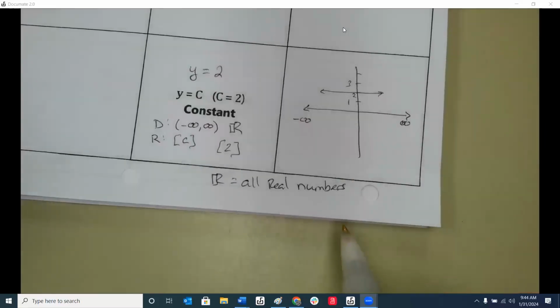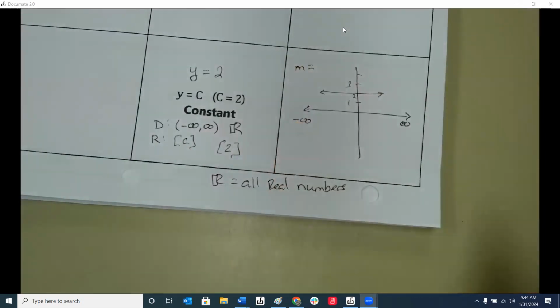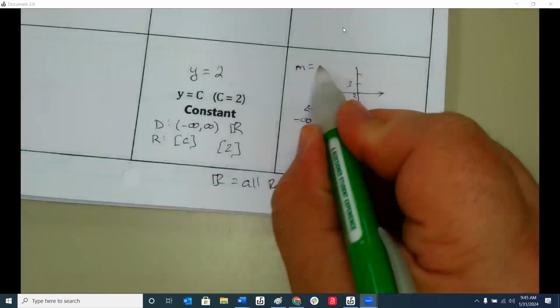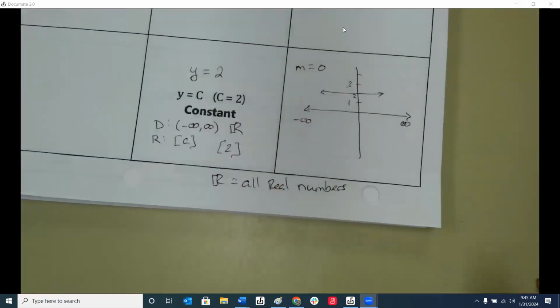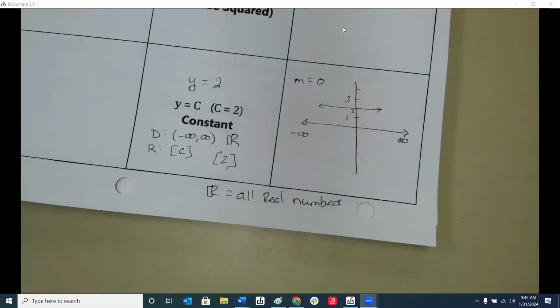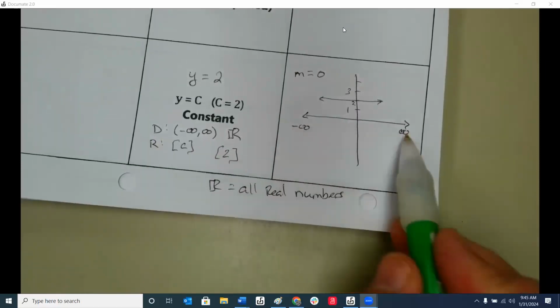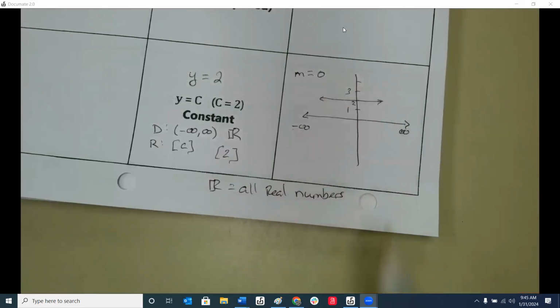What's the slope of this equation? Think of slope face. 0. Remember his mouth? The zero's the end. So yeah, if it's a horizontal line, the slope is 0, the domain is from negative infinity to positive infinity, and the range is only 2.